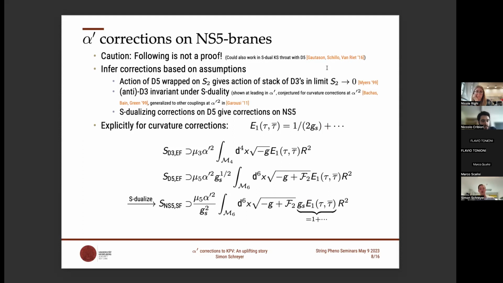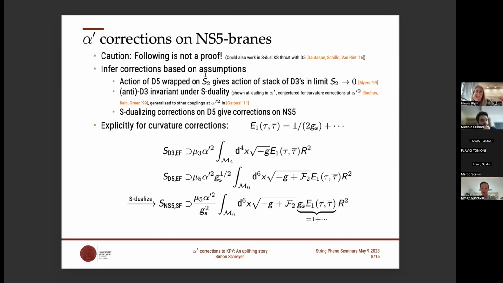And our argument for how to obtain the corrections on the NS5 brane is based on the following assumptions. First of all, we assume that the action of a fluxed D5 brane, which is wrapped on an S2, should give back the action of a stack of D3 branes in the limit when we shrink this S2 to zero size. This is due to the Myers effect.